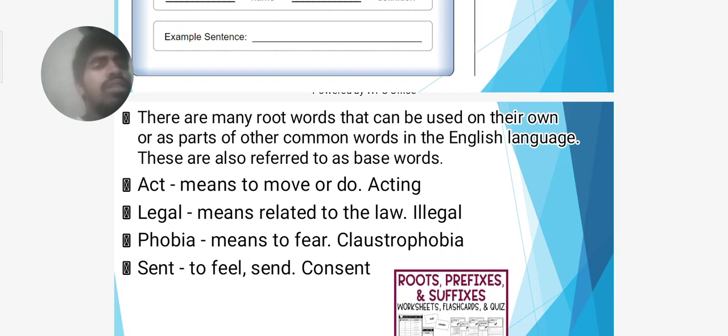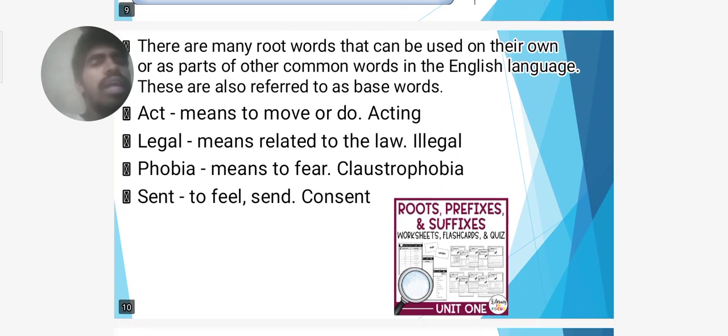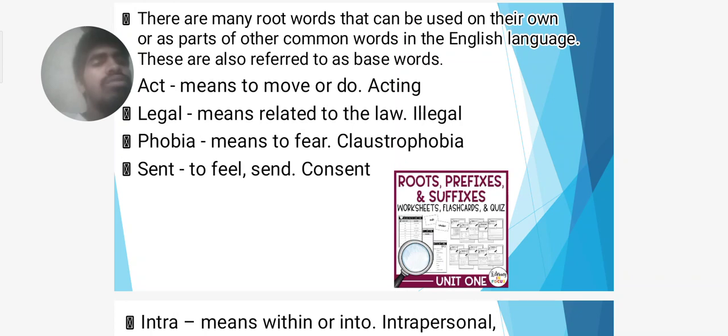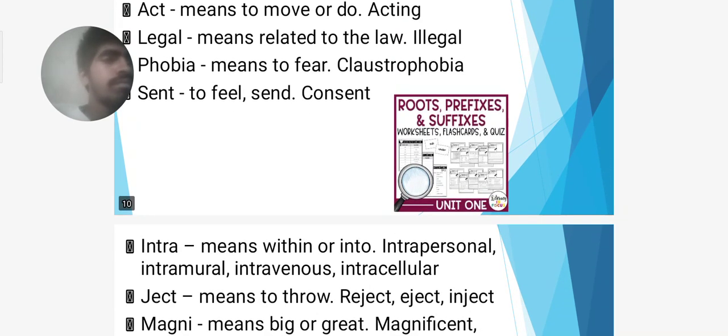There are many root words that can be used on their own or as parts of other common words in the English language. These are also referred to as base words. Act means to move or do: acting. Legal means related to the law: illegal. Phobia means fear: claustrophobia. Sent means to feel: consent. So these are the root words and their meanings, and how we can use them when we add a prefix or suffix to a root word.